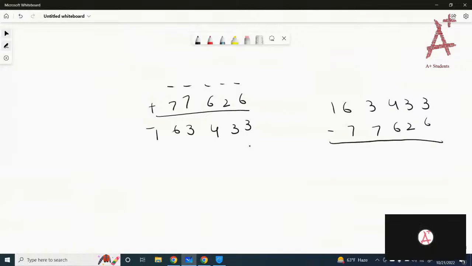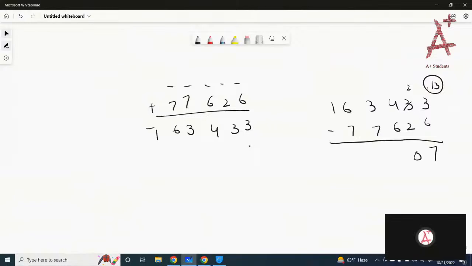Got it? Okay, so we cannot subtract 3 out of 6. So we need to borrow 1 because 3 is the smaller number. We cannot subtract a smaller number out of the greater one, so we have to borrow 1. So it would be now 13. 13 subtract 6 is 7. 2 subtract 2 is 0.